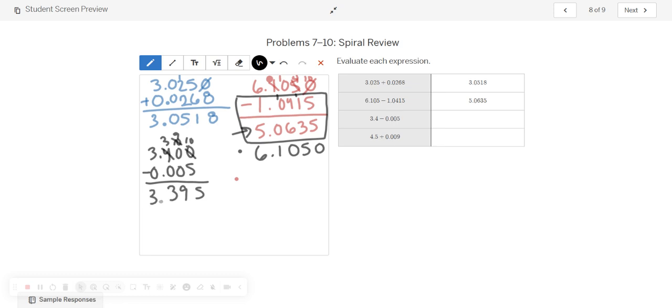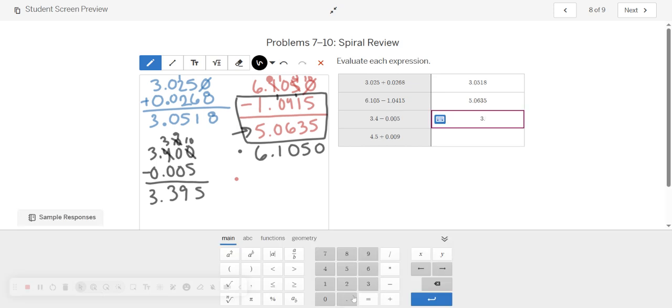And if I double check this and I added these two together, I'm going to get that 400.3, let's get that typed in. 3.395. Okay, and the last one is an addition problem.